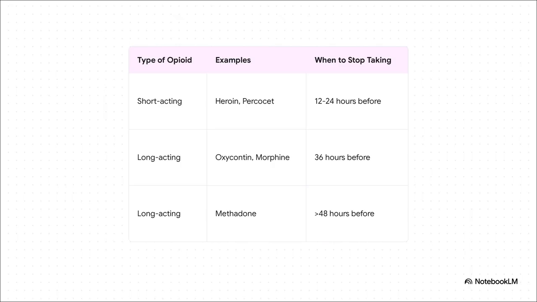Now listen up, because this is absolutely critical. You have to stop taking other opioids for a specific amount of time before you take that first dose of buprenorphine. For short-acting stuff like heroin, you gotta wait 12 to 24 hours. For longer-acting ones like Oxycontin, it's more like 36 hours. And for methadone, you might be looking at 48 hours or even longer. The single most important thing you can do is be 100% honest with your care team about when you last used. This waiting period is non-negotiable if you want to avoid a really bad time.